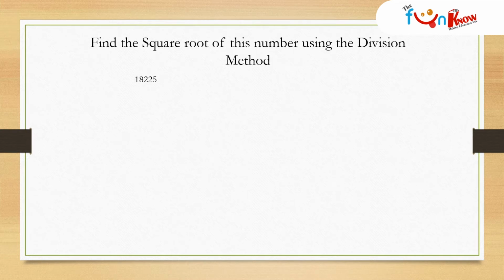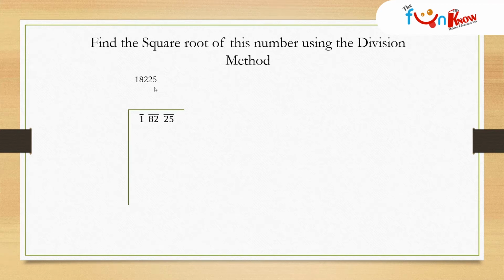Students, the example for us is 18,225. We have to find the square root of 18,225. Let us have a look, students, how we will do. If someone is telling you to find a square root of 18,225 or any number by division method, the first thing you will do is separate the number in pairs. But while separating, you have to keep in mind, students, that you will separate a number in pairs from left to right, not right to left.